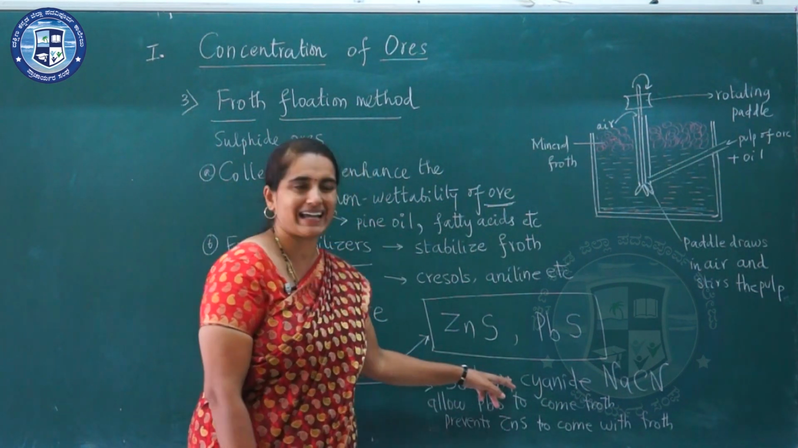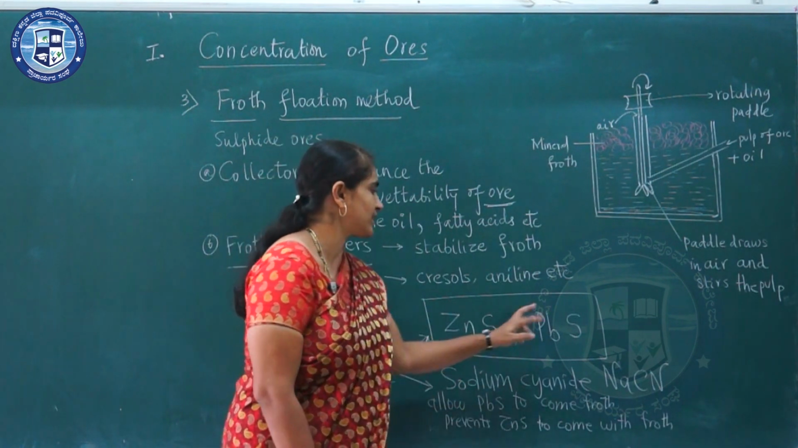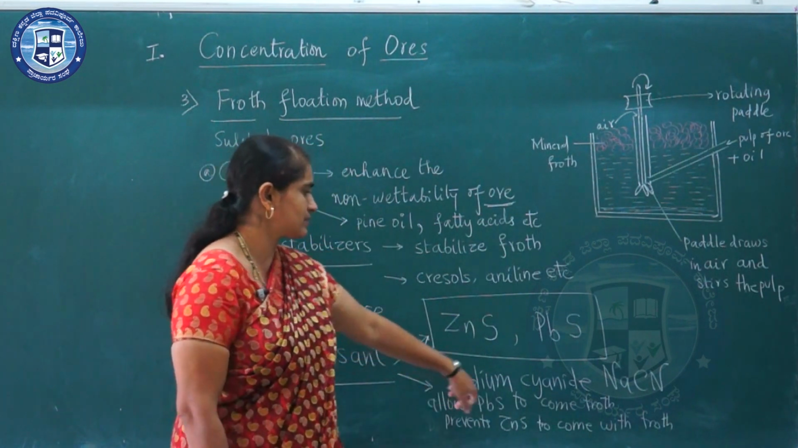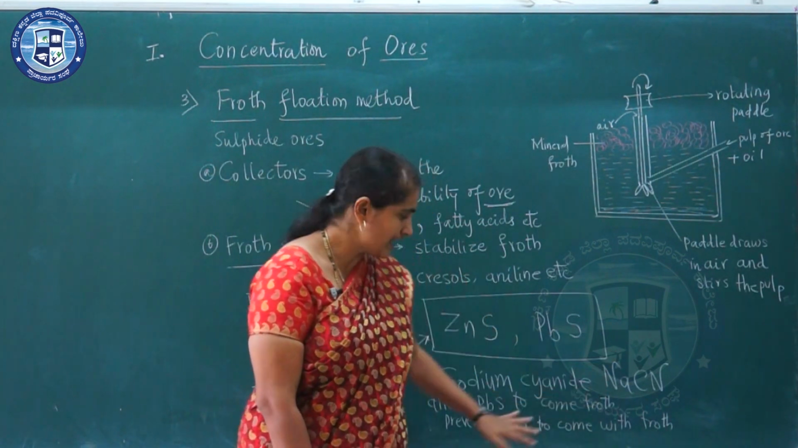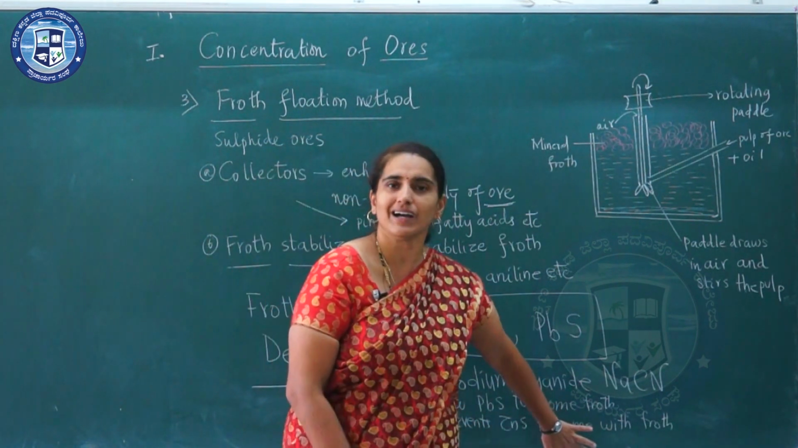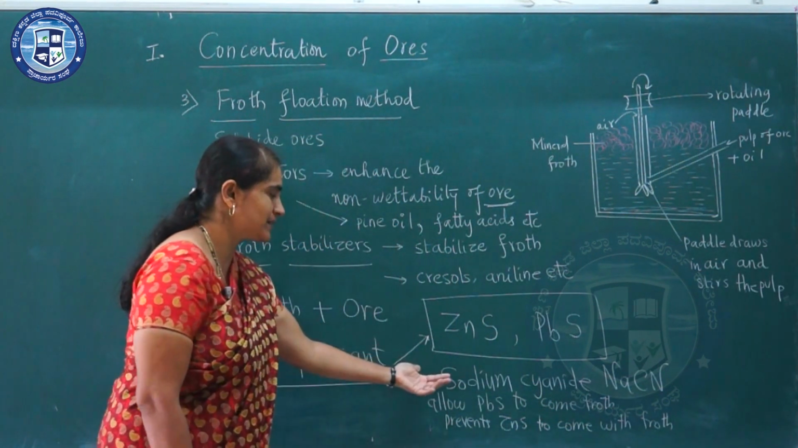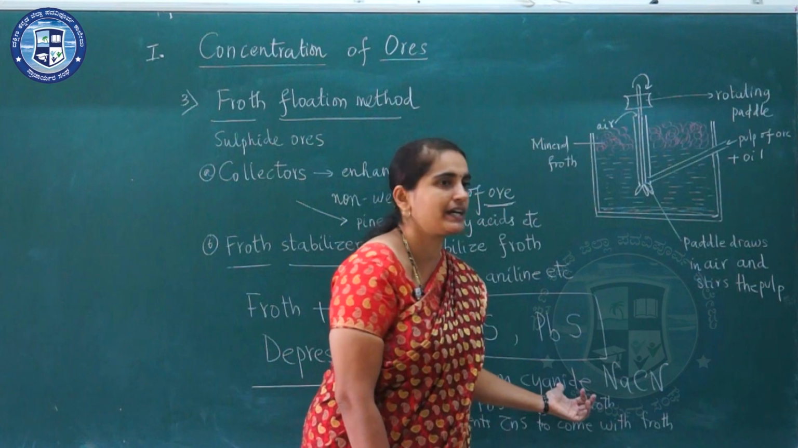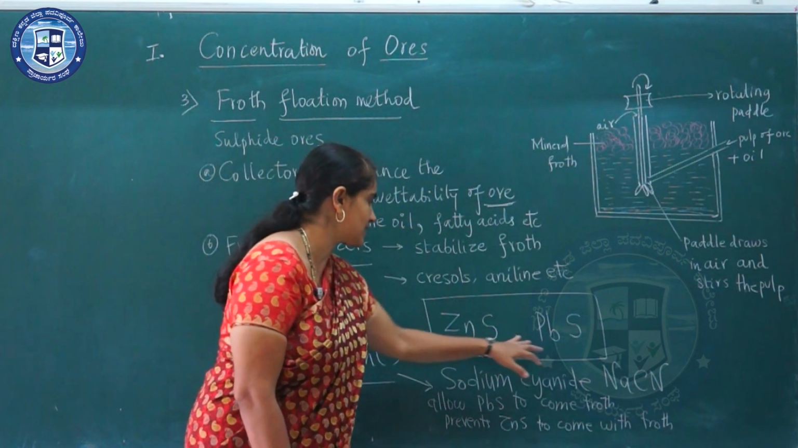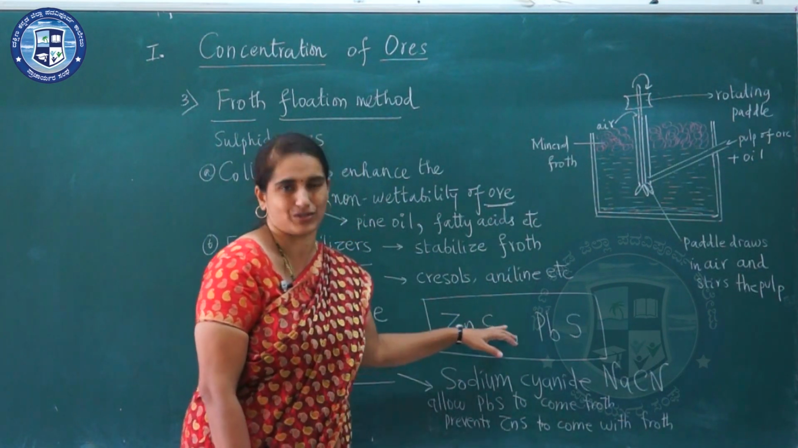Students, you may be asked a question: what is the role of sodium cyanide in froth flotation? What does it do? It helps in the separation of two different sulfide ores, or it allows PbS to come along with the froth, thereby preventing ZnS from coming along with the froth. You may also be asked to name the depressant, which is nothing but sodium cyanide, or you can write the formula NaCN. This is how we can separate the two different sulfide ores.